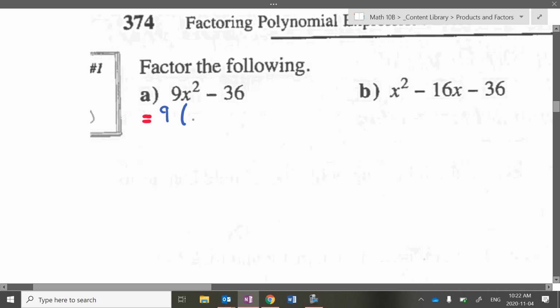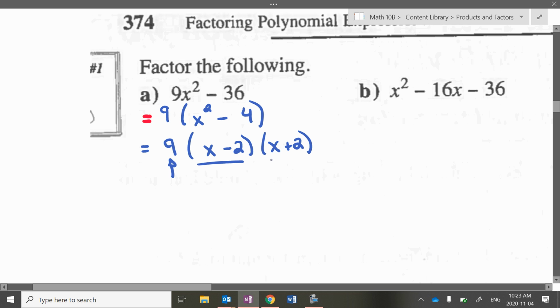So when you rewrite it, we get x squared minus 4. Now I have two terms. Our first thought is difference of squares. Is this a difference of squares? Good. So then I get x minus 2, x plus 2. Grade 10s, you must rewrite it with the 9. The 9 should be first. The order between these two does not matter.